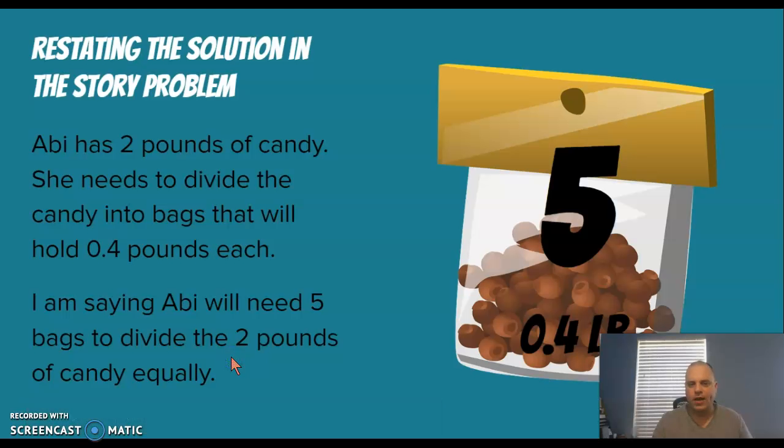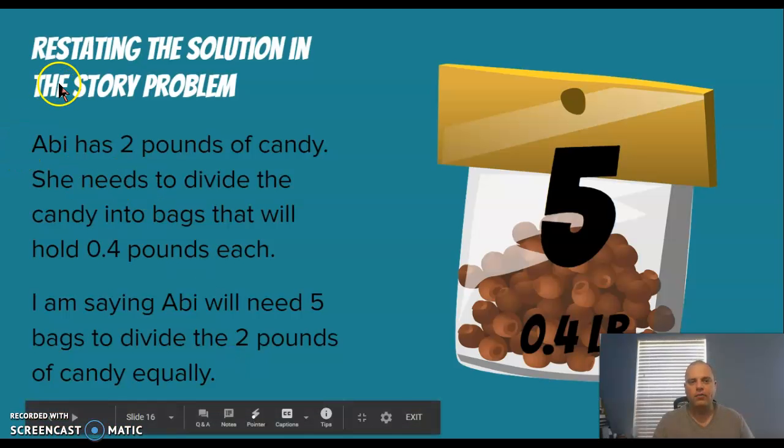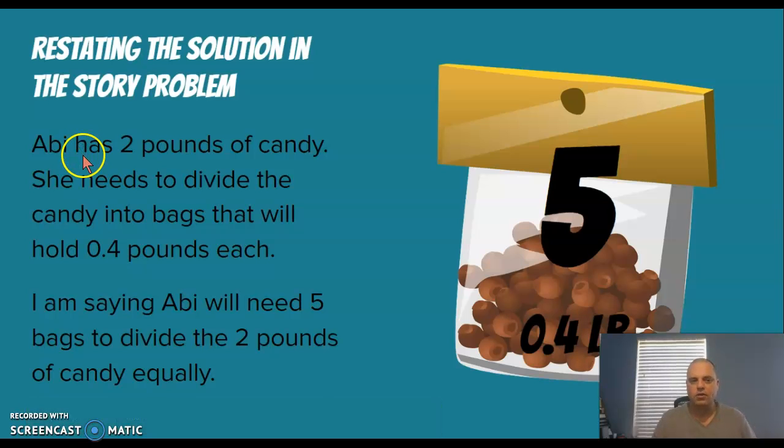So, step 5. I'm going to restate the solution into my story problem. So again, Abby had 2 pounds of candy. She needed to divide them into bags that each held 4/10 of a pound. So I'm saying that Abby will need 5 bags to divide the 2 pounds equally.